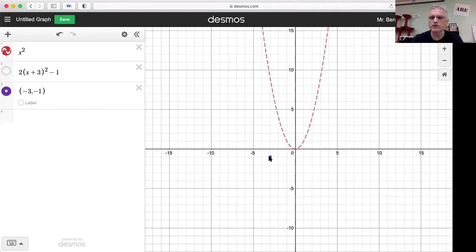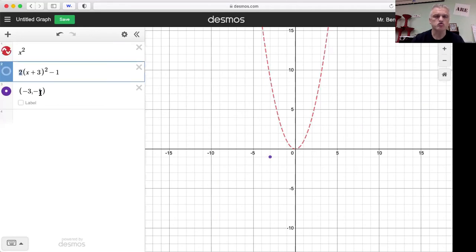So let's start at the vertex, okay? At the parent function, again, we go right 1, up 1 squared for 1. Right 2, up 2 squared for 4. Left 1, up 1 squared for 1. Left 2, up 2 squared for 4. And then you keep going. You know, right 3, up 9. Left 3, up 9.